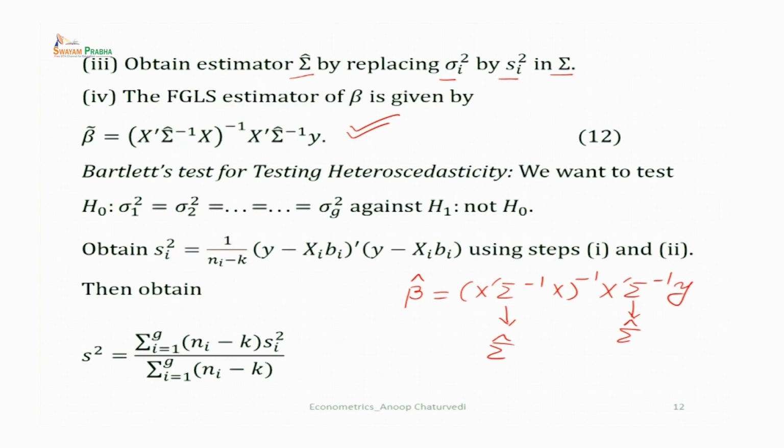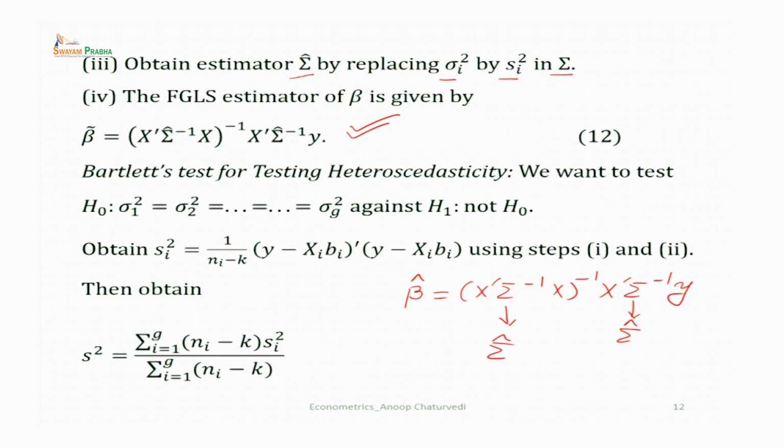Now, the next problem is to test for the heteroscedasticity for the grouped data. For that purpose one can use the Bartlett test. Basically, we want to test the null hypothesis H naught: sigma 1 square is equal to sigma 2 square, and so on, equal to sigma g square, against the alternative hypothesis H 1 that H naught is not true, meaning at least one of these equalities does not hold.